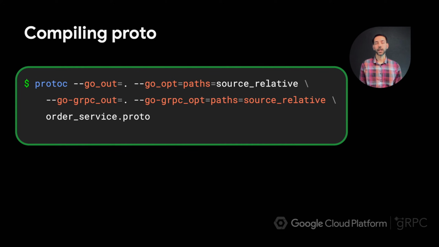Now that we've defined our API in a proto file, it's time to compile it using the proto compiler. This is a single command to generate language bindings for both server and client in Go. Arvind will now show us what the generated code looks like and how to integrate it with your client and server application code.